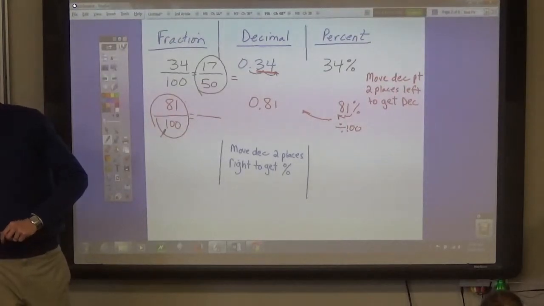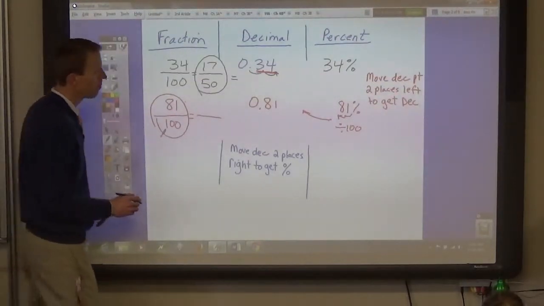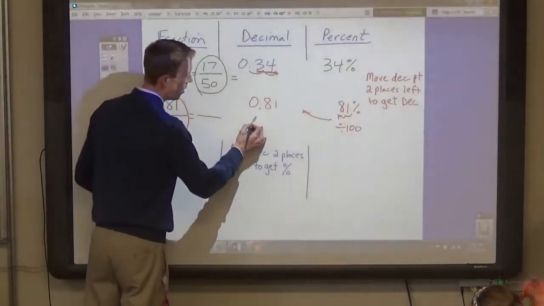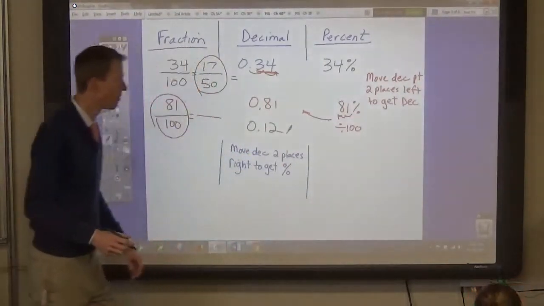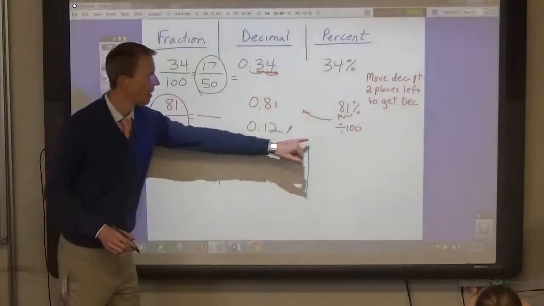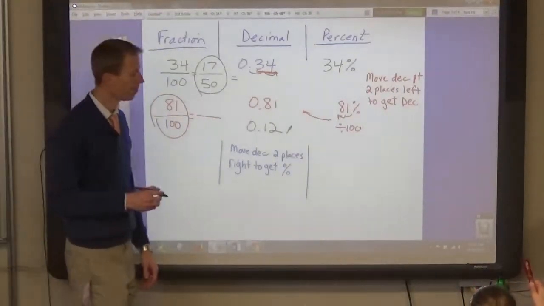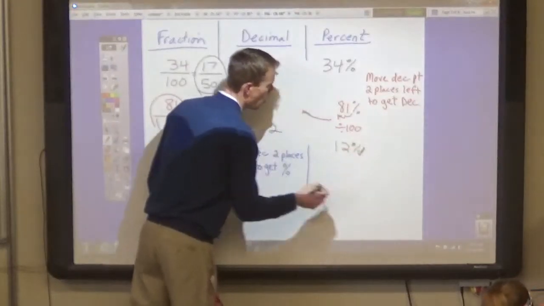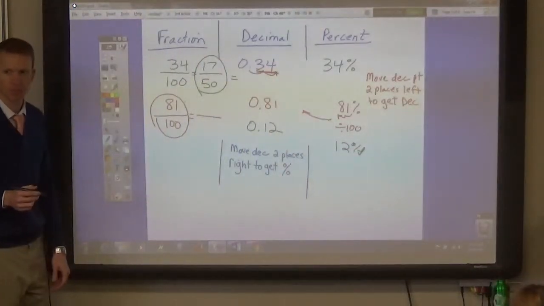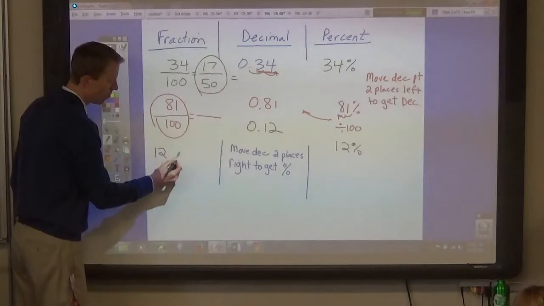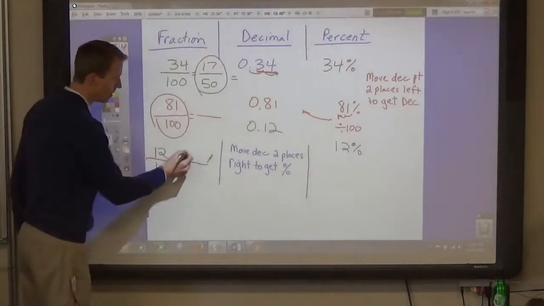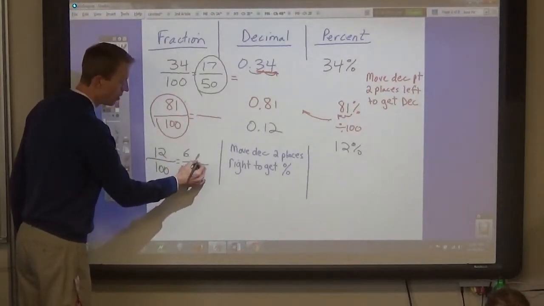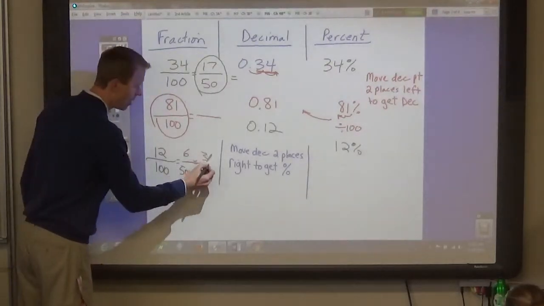Number 5. We're starting with the decimal, 0.12. 12 hundredths. What is that as a percent? Bryce? 12%. What is that as a fraction? Tyler? 12 over 100. Reduced to 6/50. 6/50. Reduced to 3/25. Good.